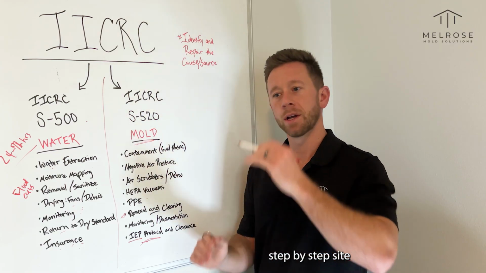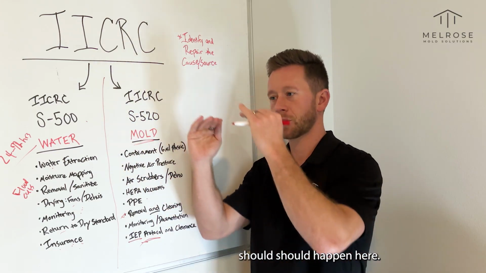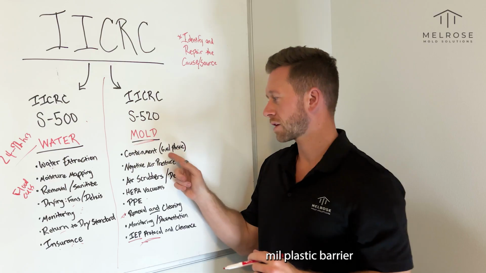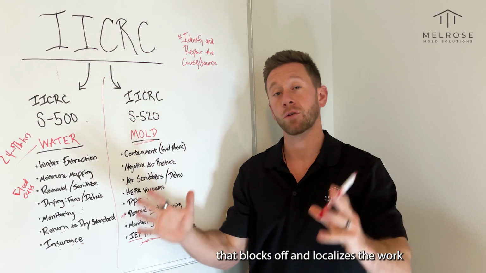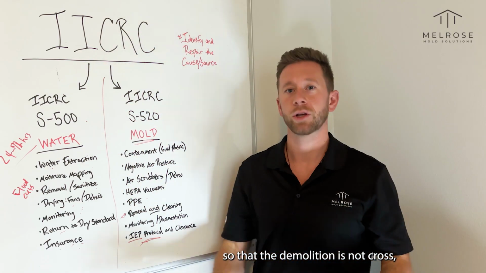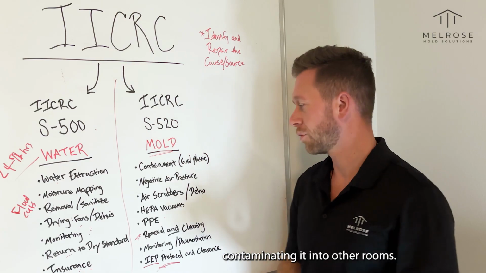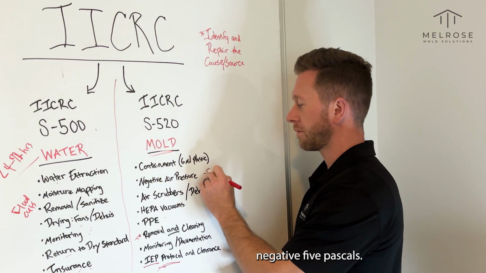So I write out step-by-step, site-specific protocols. Containment should happen here. That is a 6 mil plastic barrier that blocks off and localizes the work so that the demolition is not cross-contaminating into other rooms. Negative air pressure at -5 pascals.